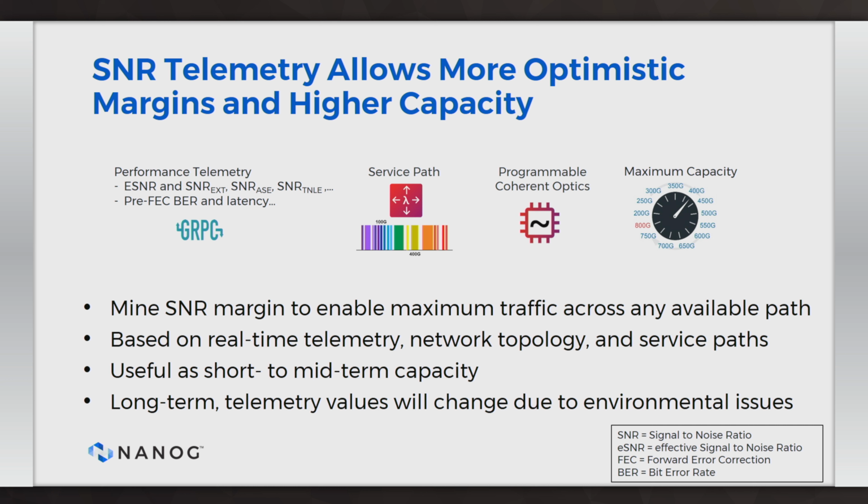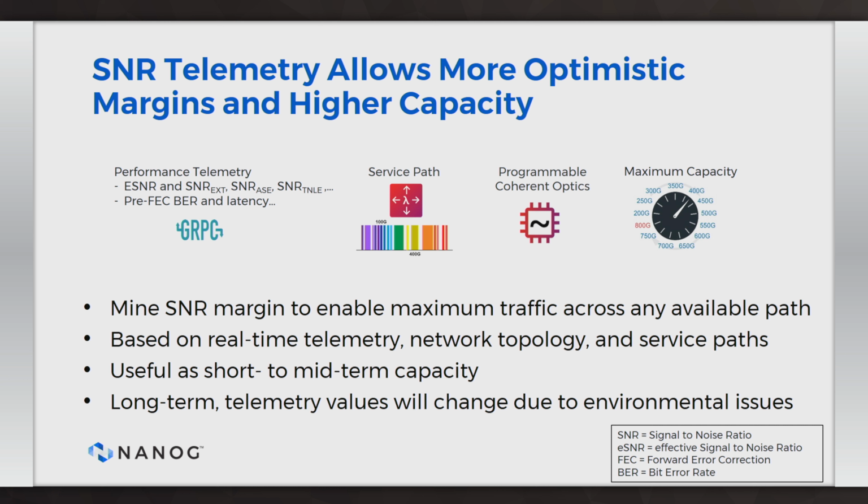To do that, you have to collect a whole bunch of telemetry from the optical network, mostly signal-to-noise ratios, bit error rates, latency, and so forth. You stream that from your optical devices. Then you know all of your service paths.